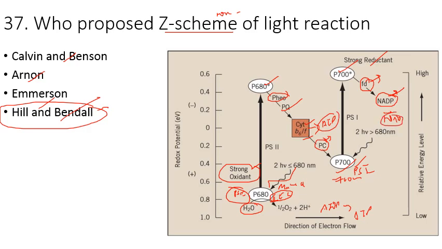So electrons start moving from photosystem 2 and end up here. So they will not return back to the source. That's why this is known as non-cyclic photophosphorylation. And this was explained by Hill and Bendall.